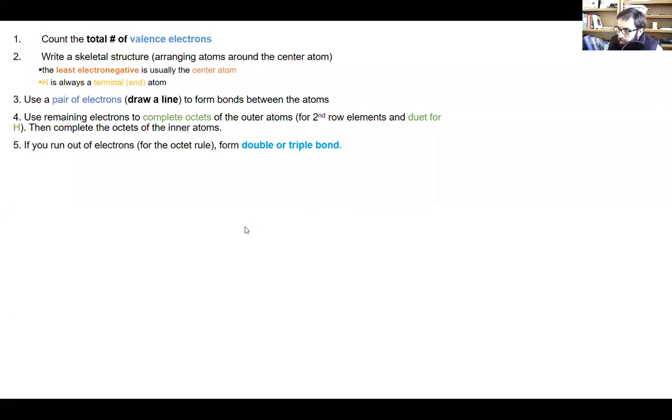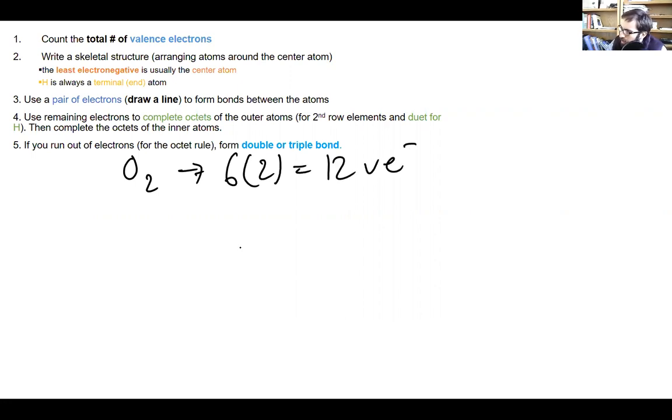All right, guys, three more examples of Lewis structures in this video, okay? So here we go. First one we're gonna do is oxygen, diatomic oxygen. Calculate the number of valence electrons. Oxygen is a chalcogen, it's 2 away from the noble gases, has 6 each. There's 2 of them, so it's gonna be 12 valence electrons.